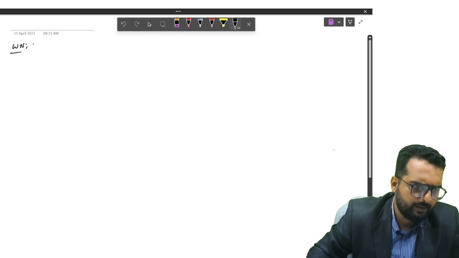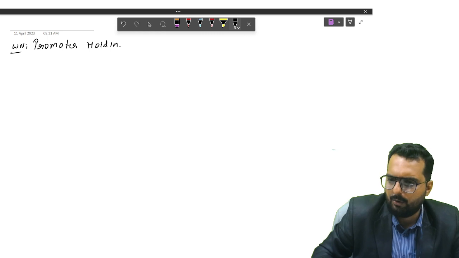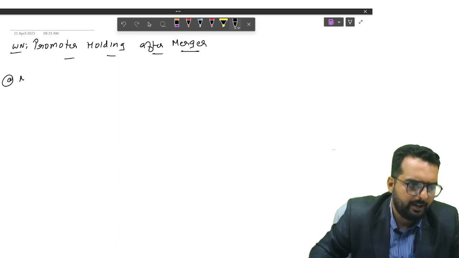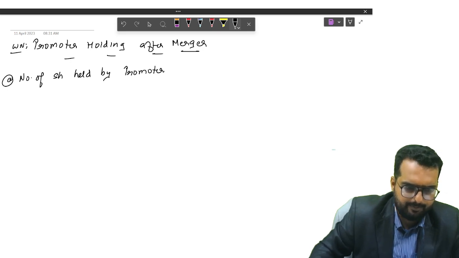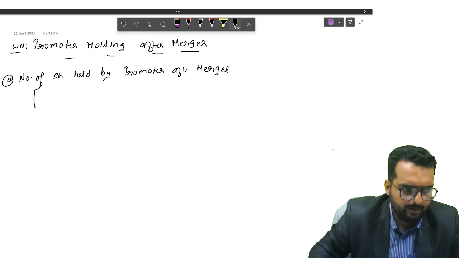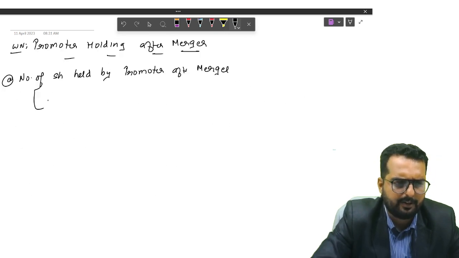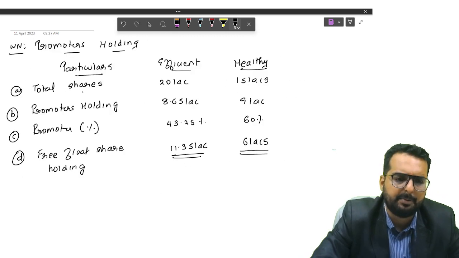So I'll write down the next working note. Promoter holding after merger. Okay. So I'll write down point number A. What is the number of shares held by promoter after merger? How will I work that out? I already have the details available here. 8.65 in the first company. Correct. Plus how much he was having in the other company?